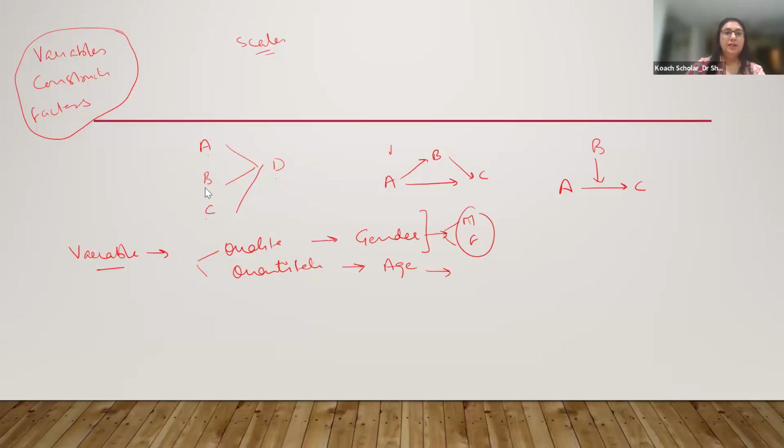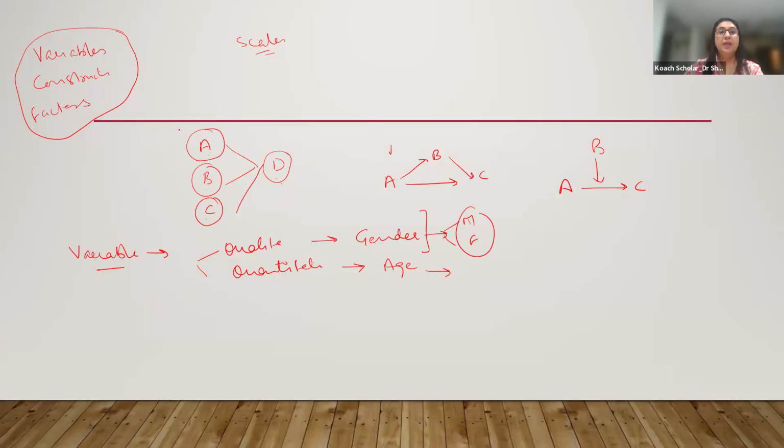Now, if I look at these theories, these A, B, C, D, these are known as constructs. These are also known as factors. These are also known as variables. And it is leading to D, which is again a variable, construct, or a factor.